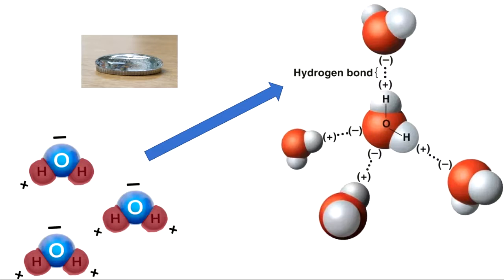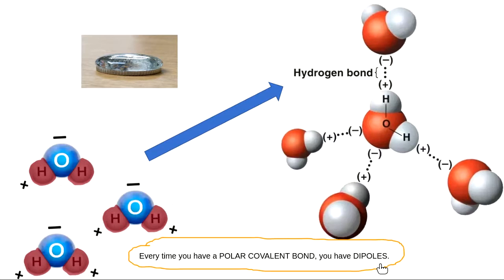Here's a wink, wink, nudge, nudge. I want you guys to write this down on your notes packet. Every time you have a polar covalent bond, you have dipoles. That's like an underline, highlight, star idea. This is a must know. Every time you have a compound that has polar covalent bonds, you will always have dipoles.